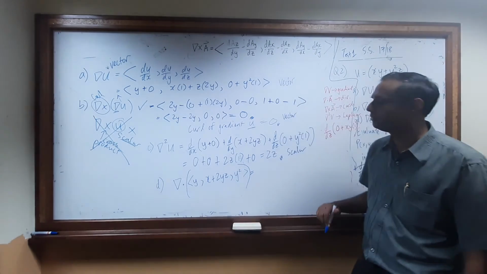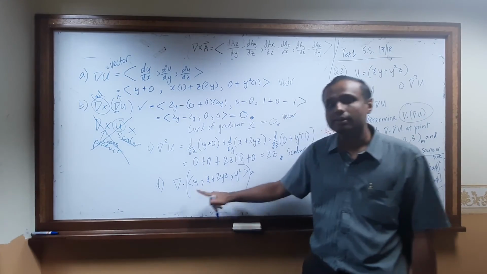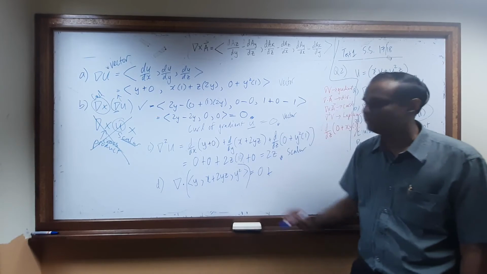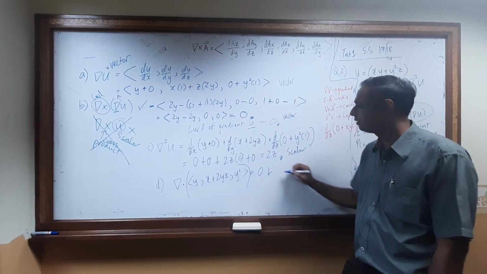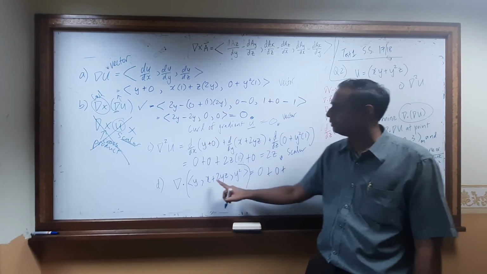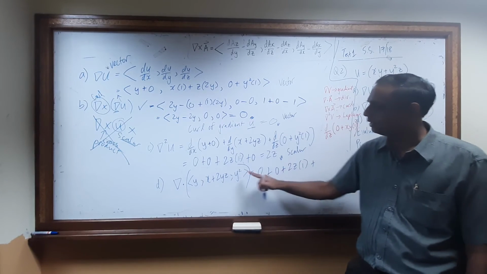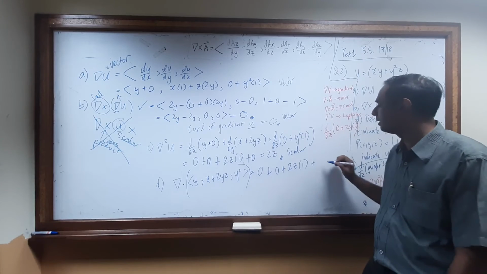And how do we perform divergence? X component, differentiate in terms of x, 0. Y component, differentiate this in terms of y, x becomes 0. 2yz becomes 2z because y becomes 1. And when you differentiate y squared in terms of z, the answer is 0.